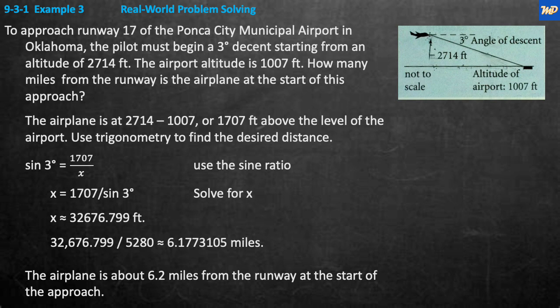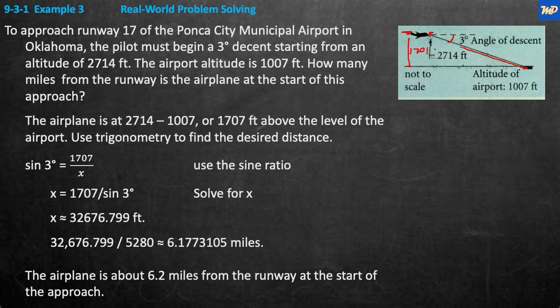So they want to know the distance of the plane from the runway. That's this distance here. Okay, that's what they're looking for, at the start of when he starts the 3-degree down angle. Okay, the airplane is at 2714 and the airport's at 1,007. You have to subtract them, and then you'll know this height right here from here down to the ground. This distance from here is your 1707.